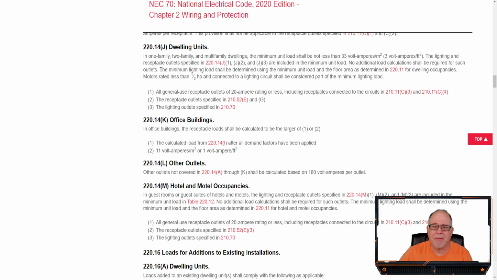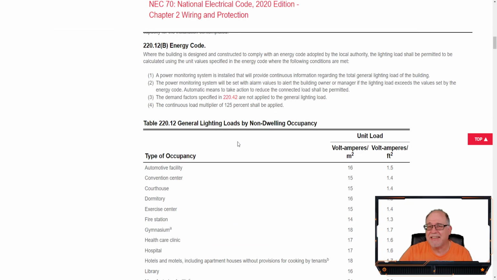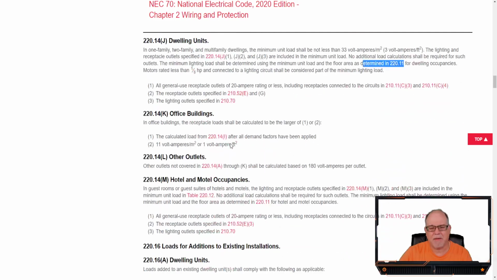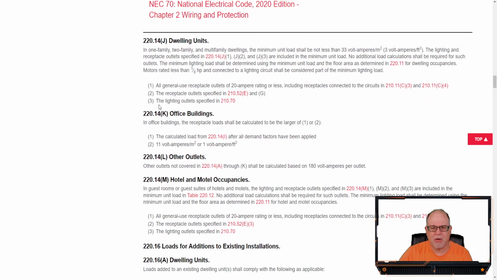We'll look at these in a second, but that's it. It says the minimum lighting load shall be determined using the minimum unit load and the floor area as determined in 220.11, which is right here. And we already did that on our previous slide. Okay, so we're good there. All right, now let's look at (1), (2), and (3) real quick. I told you I was going to give you more than you probably needed. It reminds you, in case anybody ever asks, what rule tells me that that 3 VA covers not only the general lighting, but also the general use receptacles?